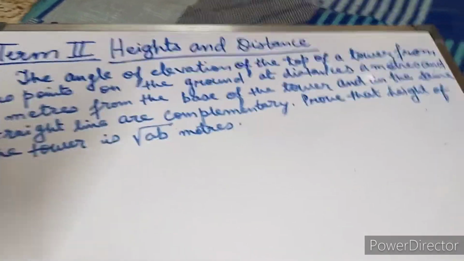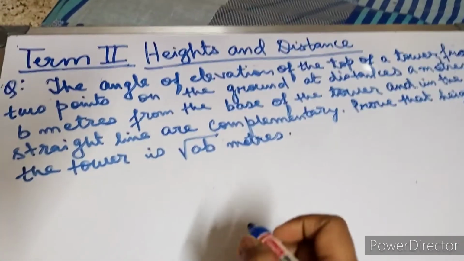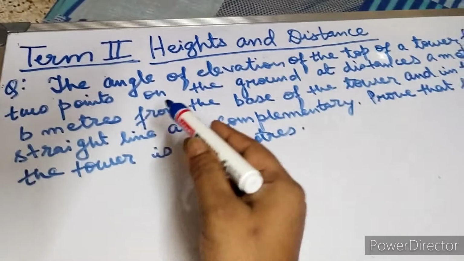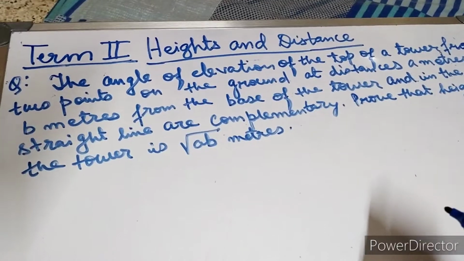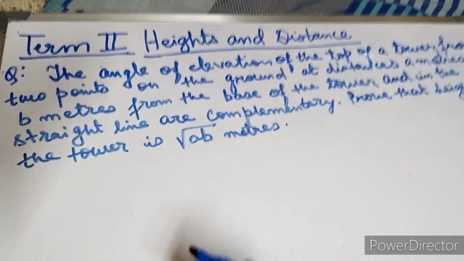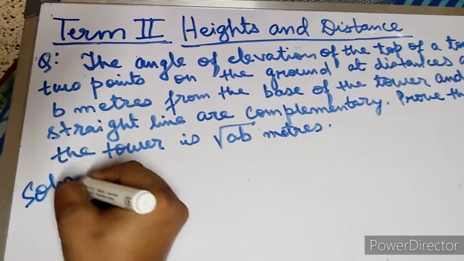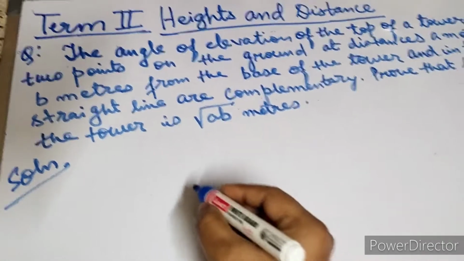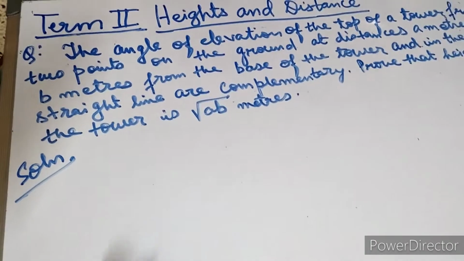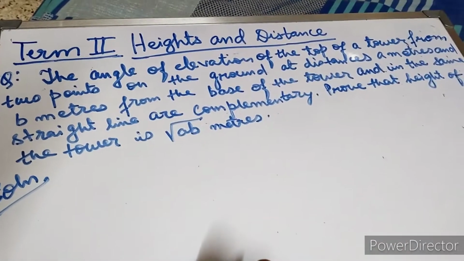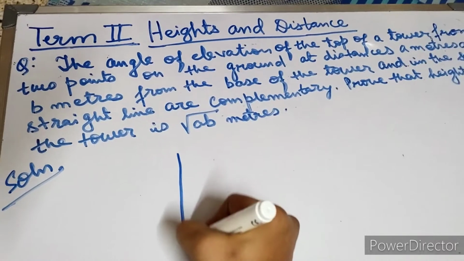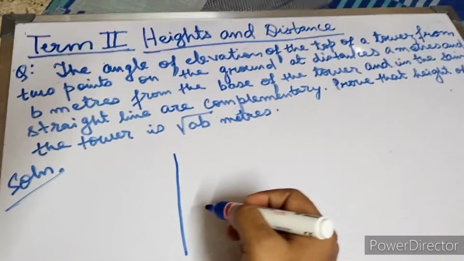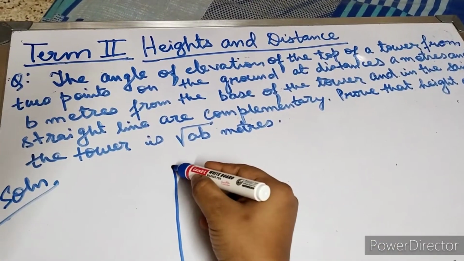Okay, I am moving on to the next question. The next question I have taken is C. The angle of elevation of the top of a tower from 2 points on the ground. Let us draw the diagram. Angle of elevation means, of course, we are standing on the ground and looking upwards. So let us draw the tower. This is the tower.